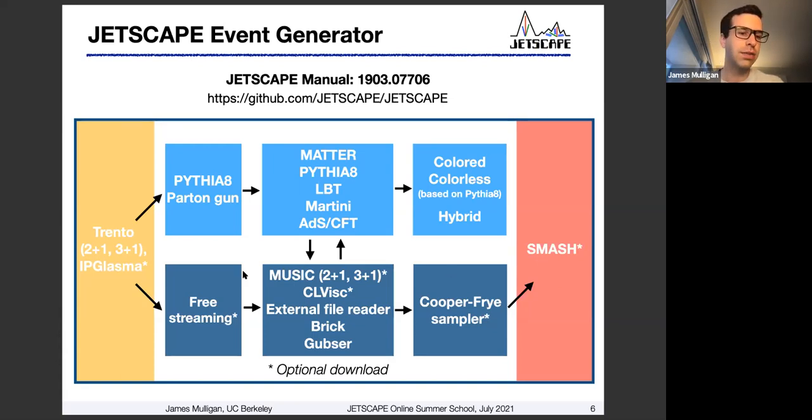Now, some of these you'll notice have stars next to them. This means they don't ship immediately with JETSCAPE. So when you download JETSCAPE, you don't immediately download those packages, but there are scripts that, again, you should have seen some of this in the prep instructions. There are scripts to download these different packages that you can just run with one line, and then they'll be ready for your use in JETSCAPE.